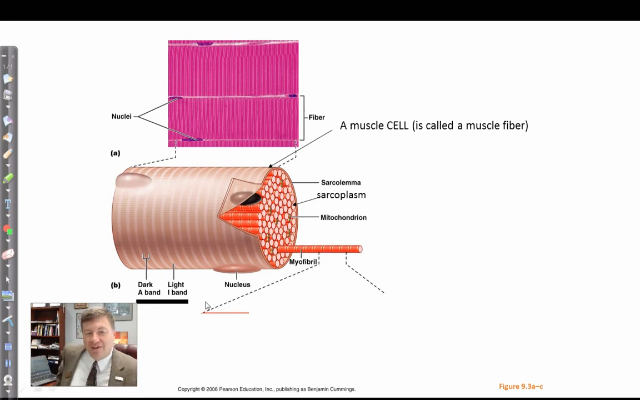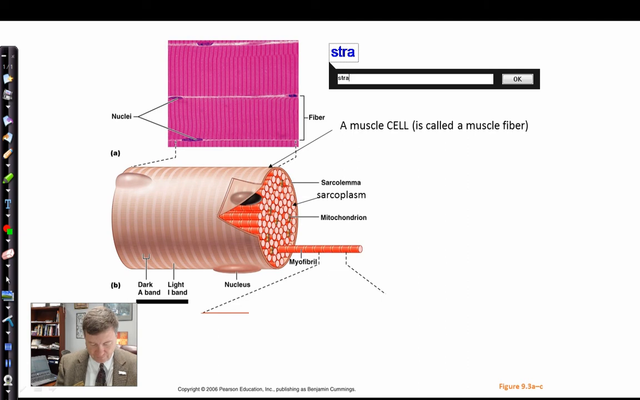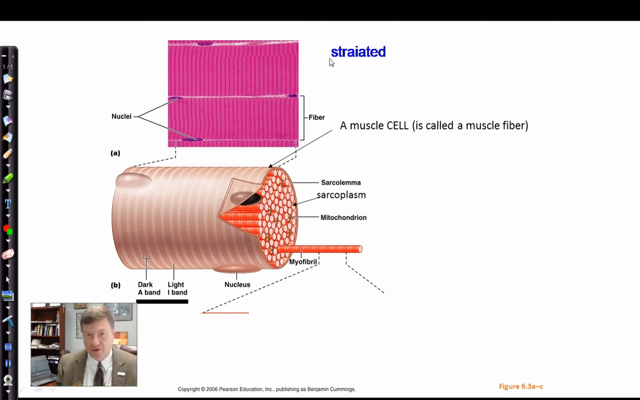Now, here's where we have to get into some pretty involved anatomy because ultimately the goal is to understand how a muscle contracts. We're going to focus on skeletal muscle. That's what you see up here. And notice how we have these dark and light bands in it. Once again, the term for that is striated. It's a striated muscle.